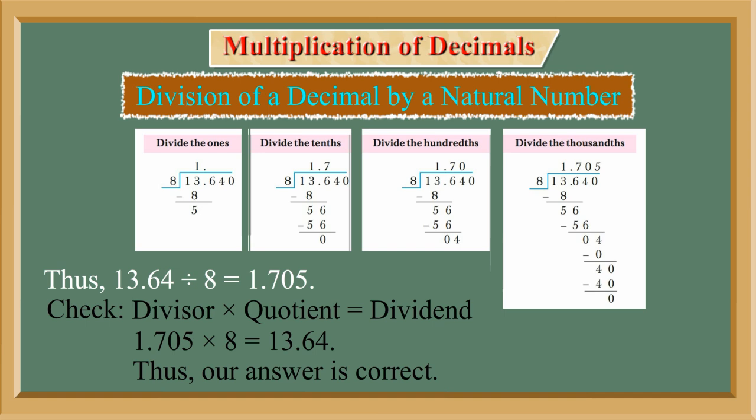Check. Divisor times quotient is equal to dividend. 1.705 times 8 is equal to 13.64. Thus, our answer is correct.